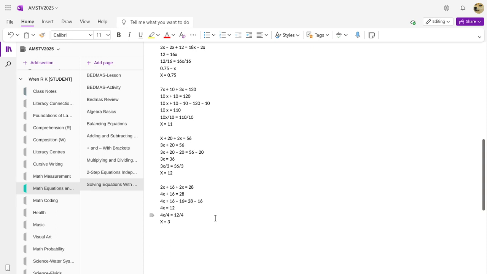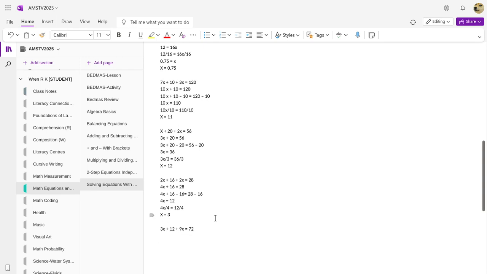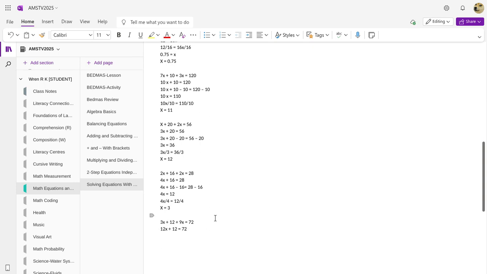Okay, what are my like terms in number 8? 3x and 9x. How many x's? 12x. I'm not even done writing. What do I need to deal with first? Subtract the 12. Good job. I need to write things down.